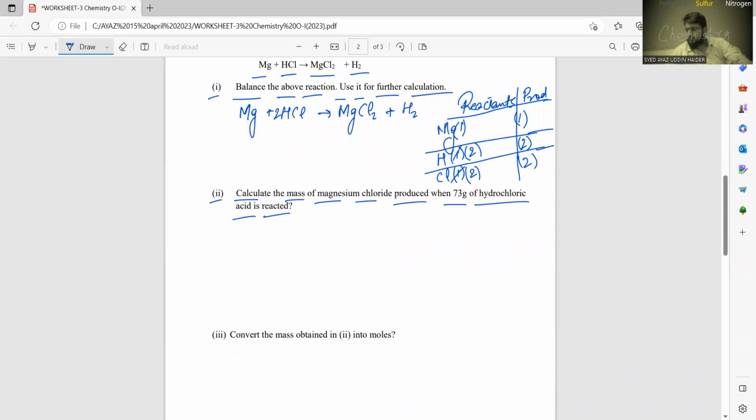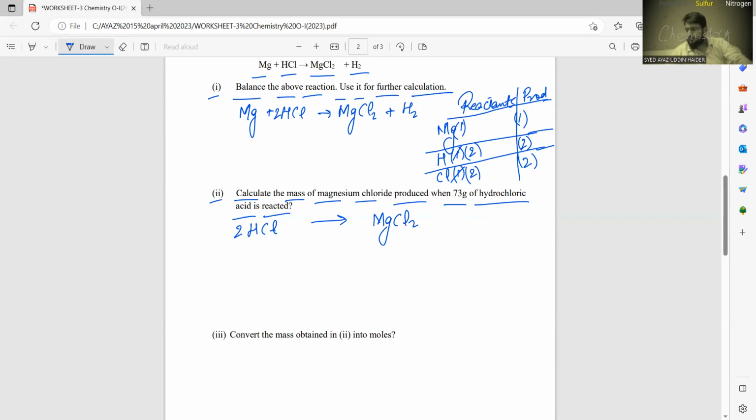Now they are asking about the mass of magnesium chloride from 73 grams of hydrochloric acid. So I will write the reactant here, 2HCl, and the product only MgCl2. You see, I'm not writing the formula for the other reactant and other product here, as I'm not concerned. Only the mass of hydrochloric acid is provided. So I'm writing the formula of hydrochloric acid, and they are asking me to calculate the mass of magnesium chloride. So I'm writing magnesium chloride on the product side.